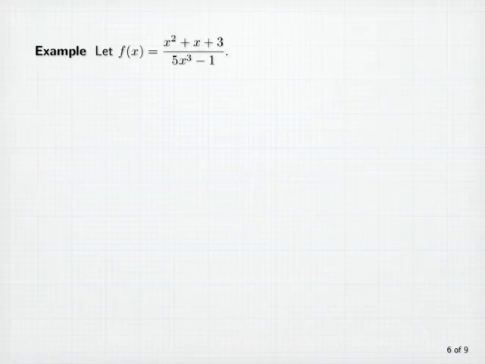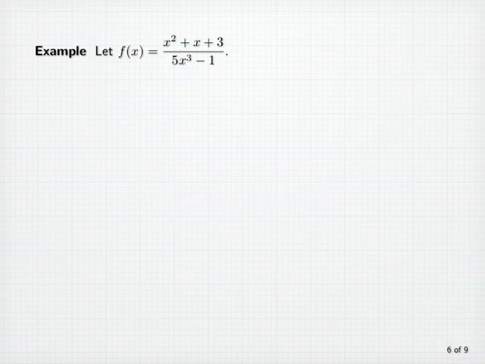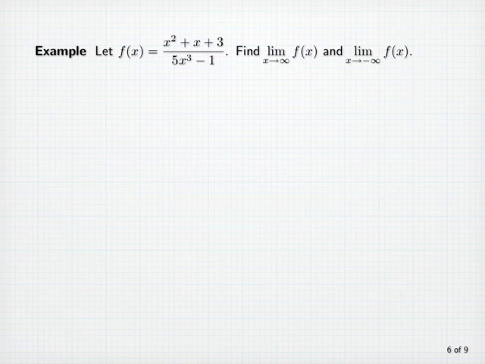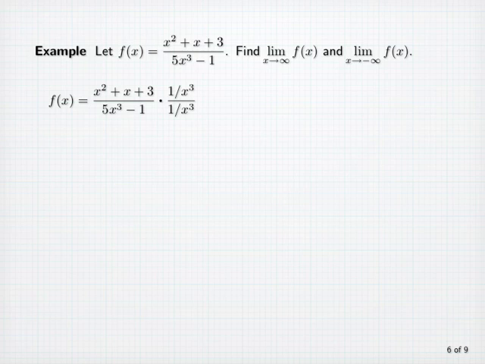Here's another example. Let f of x equal x squared plus x plus 3 over 5x cubed minus 1. Notice here that the degree of the denominator is now larger than the degree of the numerator. Here, we'll again multiply the numerator and denominator by 1 over the highest power of x in the denominator, 1 over x cubed.